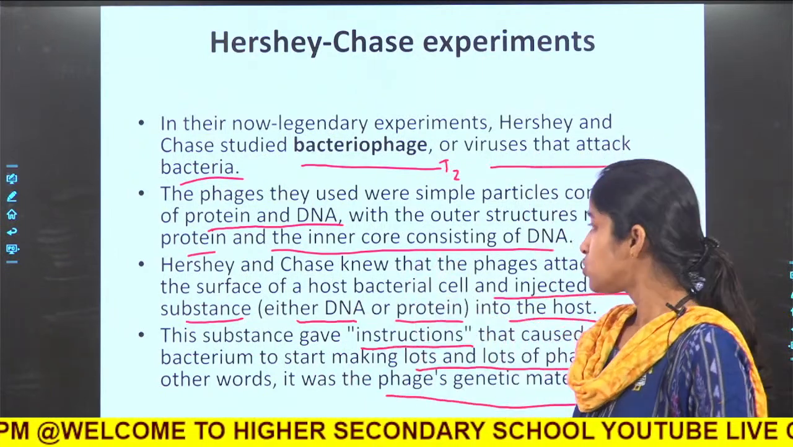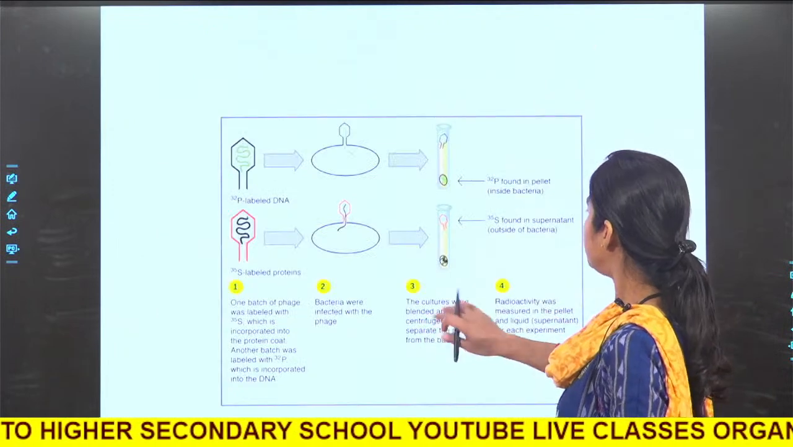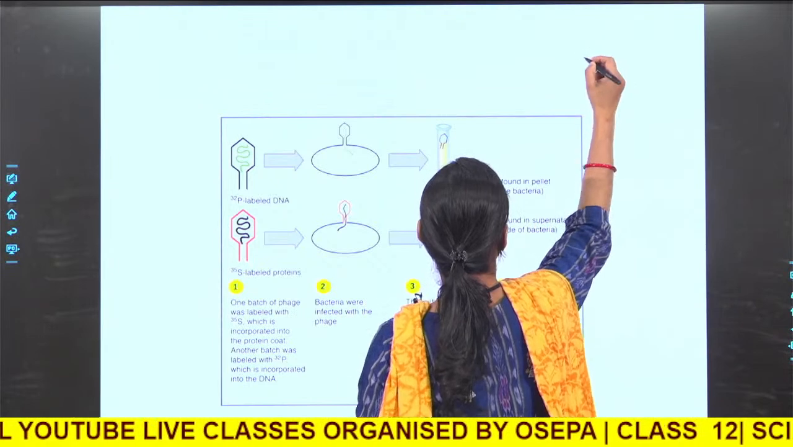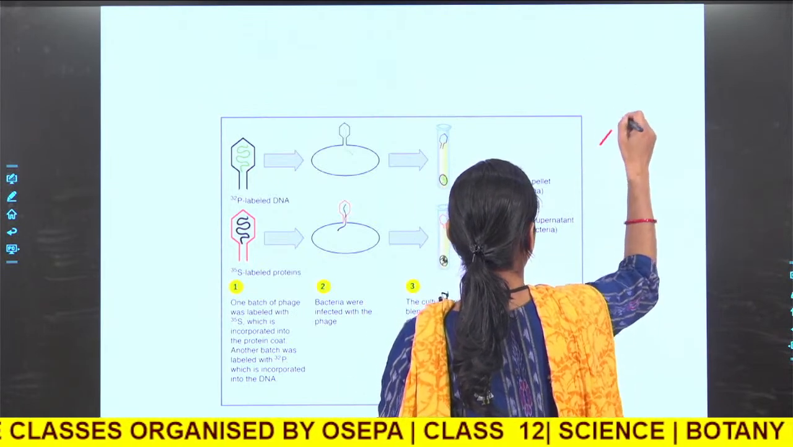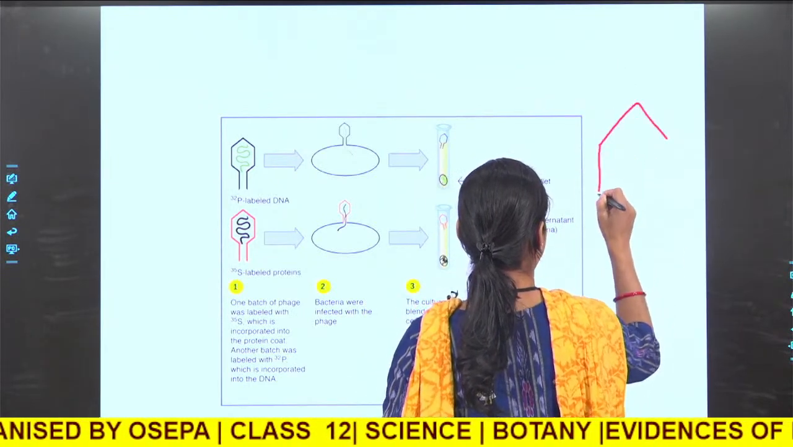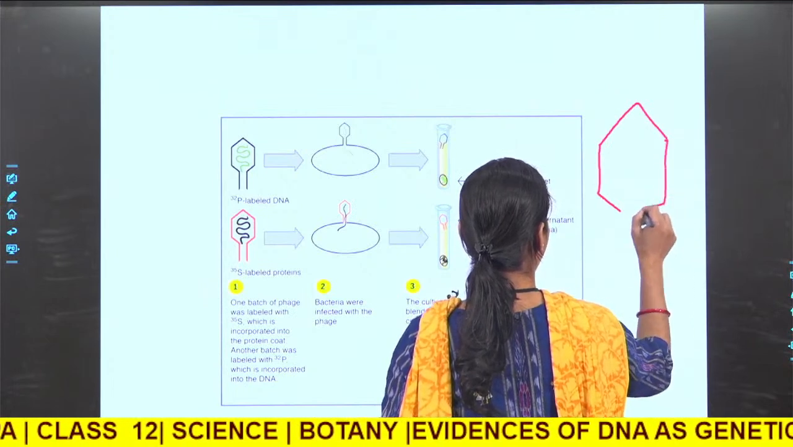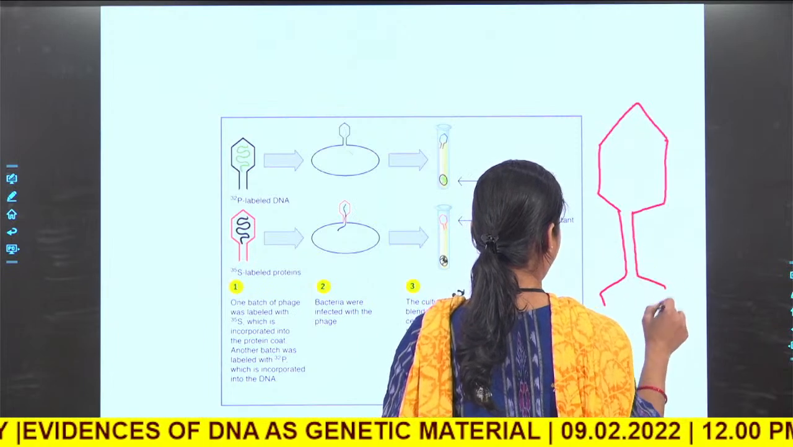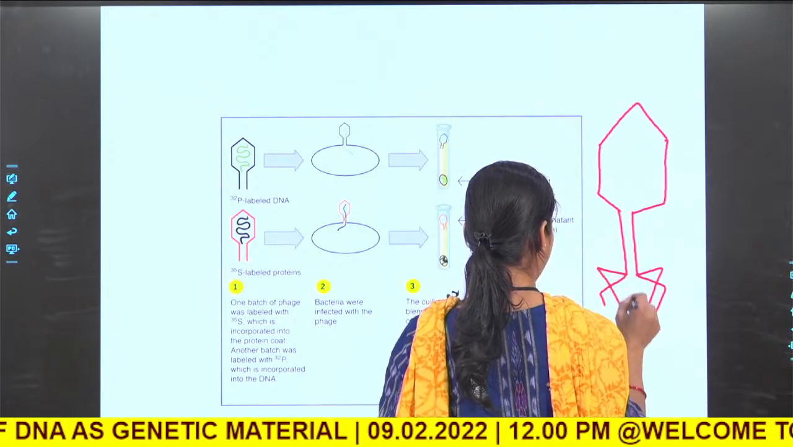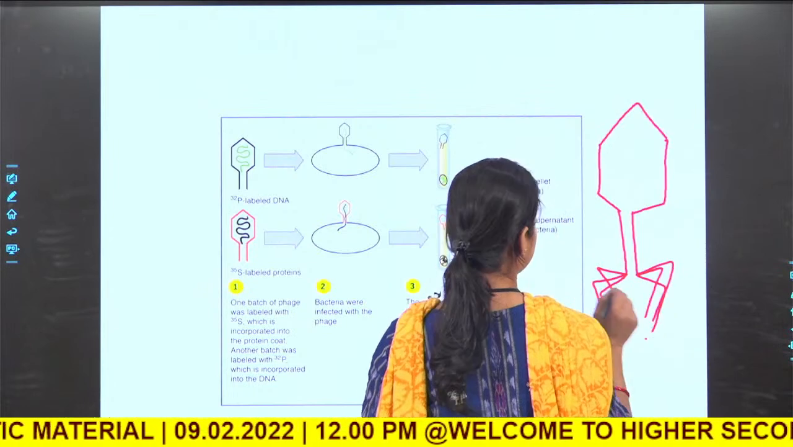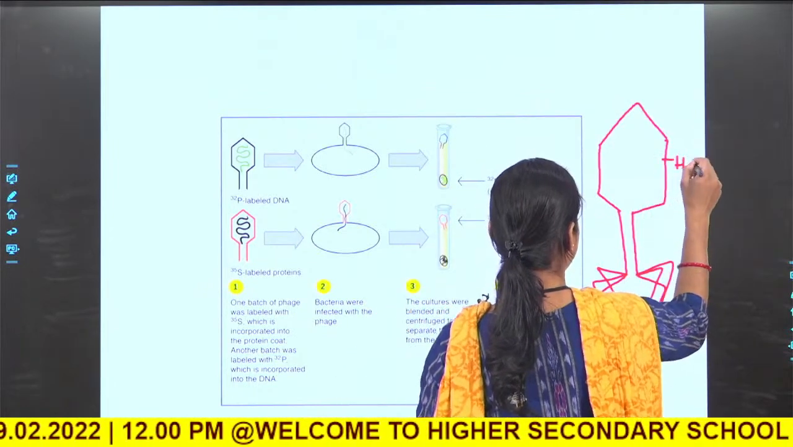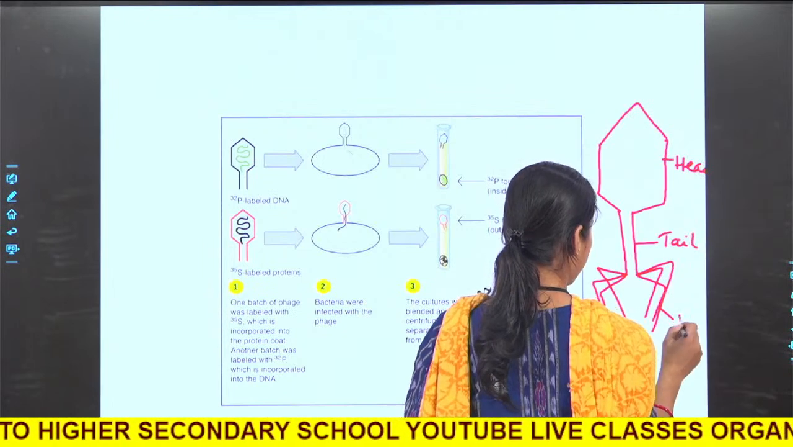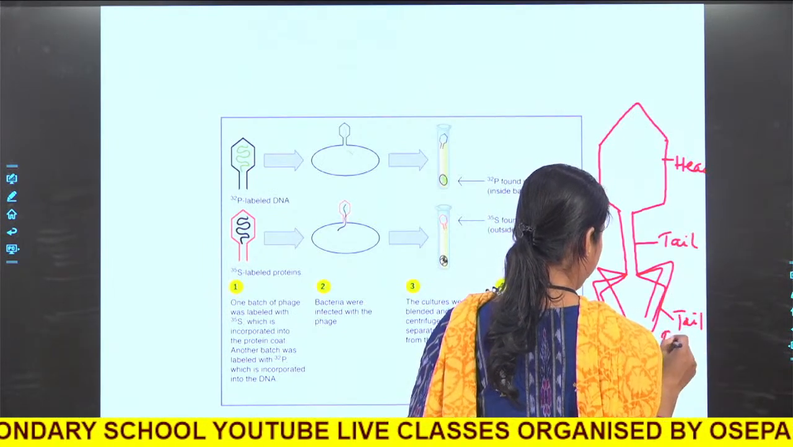Okay, so what did they do? As we know, let's have a look at the structure. The bacteriophage has a head portion, so they look like this. They have a head, a tail, and these are the tail fibers.